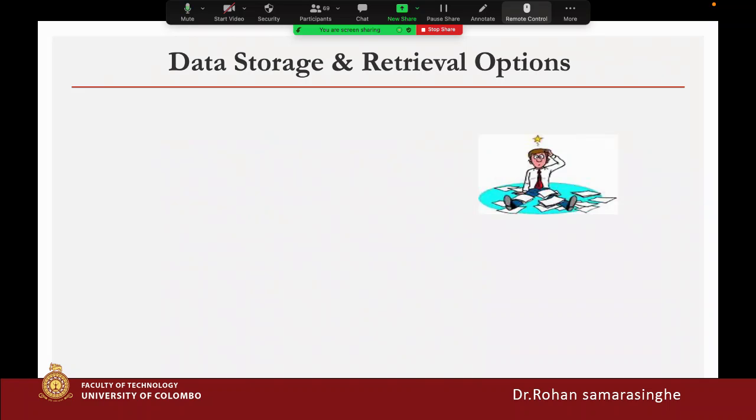And the data storage and retrieval options. What are the data storage and retrieval options? One is manual processing, the simple one, where there is no DBMS system. So if you want to search for a certain student, you will have to go one by one until that name is met.